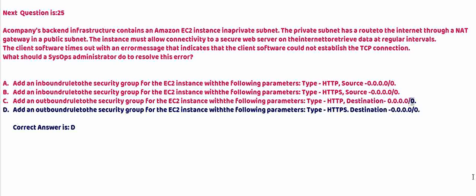C. Add an outbound rule to the security group for the EC2 instance with the following parameters. Type HTTP, destination 0.0.0.0/0. D. Add an outbound rule to the security group for the EC2 instance with the following parameters. Type HTTPS, destination 0.0.0.0/0. Correct answer is D.